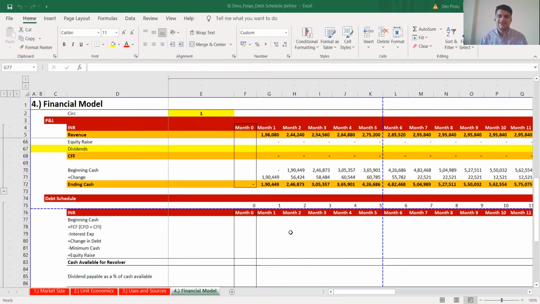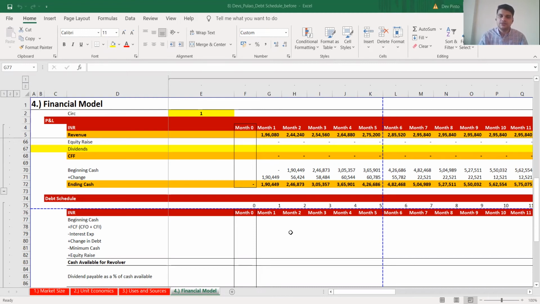Hey guys, so we covered the cash flow statement in the previous video. In this video, we will cover the final piece left, the debt schedule, and then compute all of the pending items and link them together, get a fully functional three-statement model. So let's start with the debt schedule, right?